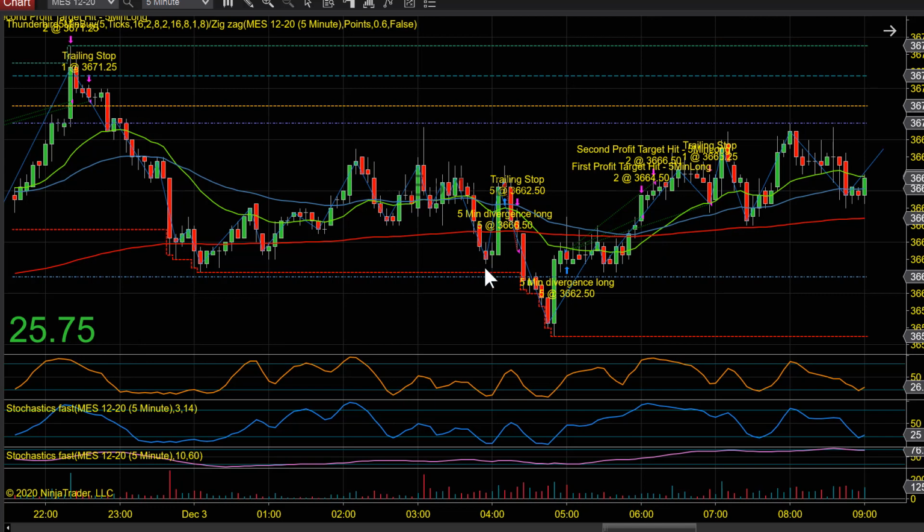This one was on the 5-minute chart, right? We're on the 5-minute. I'm looking at this one. This one looks a little bizarre to me. Hold on, let me see.